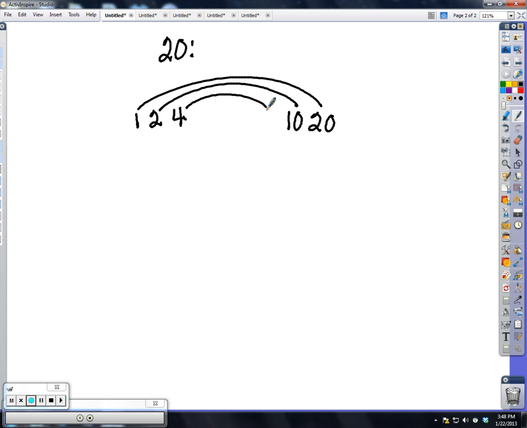4 times 5 is 20. And 5 is where we repeat, 5 times 4, so that means we are finished. All of the factors for 20 are 1, 2, 4, 5, 10, and 20.